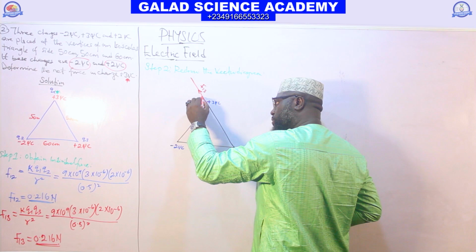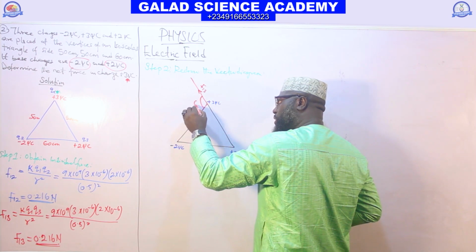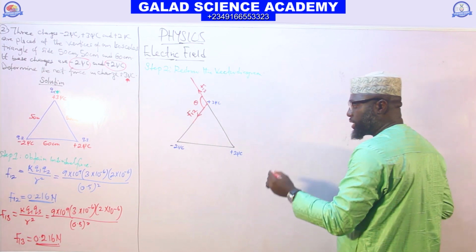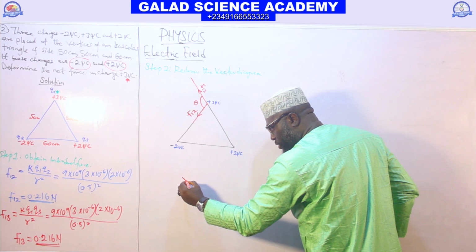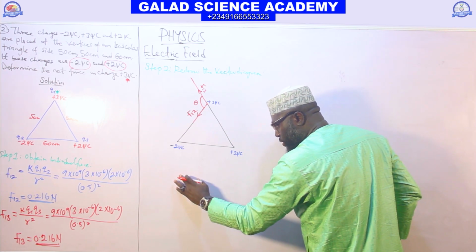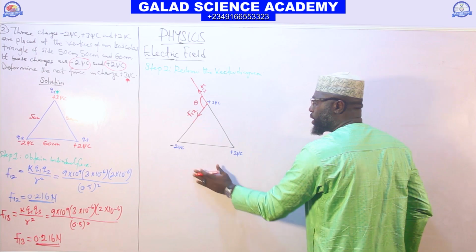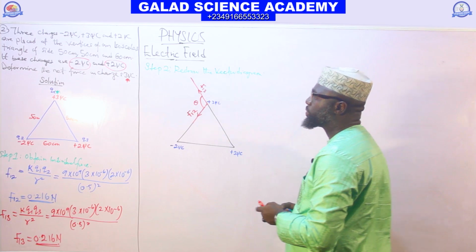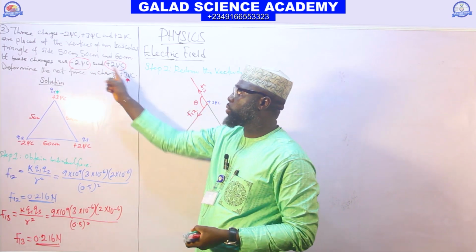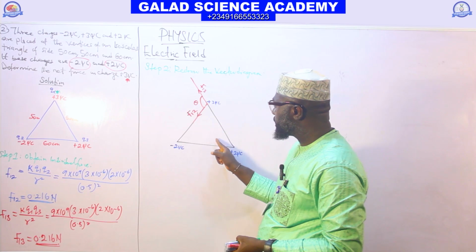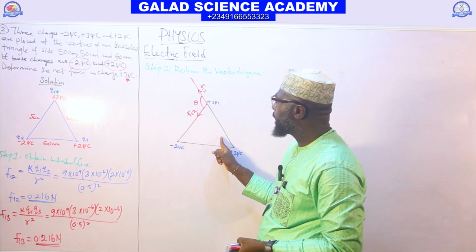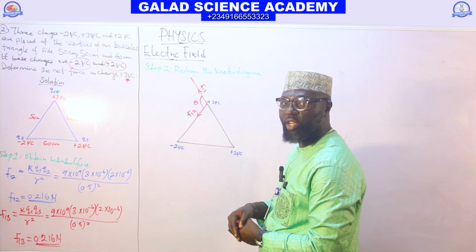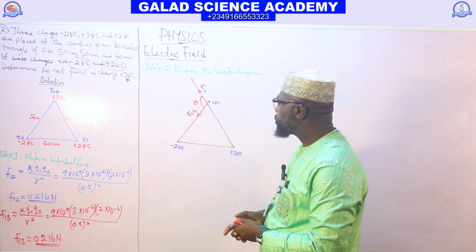So the next thing we need now is this angle. This angle is my angle theta. By drawing the diagram, the vector diagram will be in this form. Yes, they said it's an isosceles triangle, but we don't know the angle here. And for every isosceles triangle, the two base angles are equal. So what will we do?